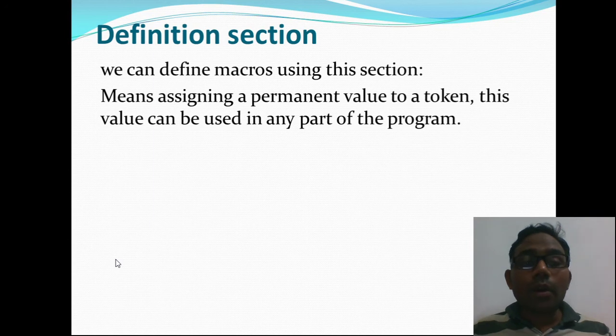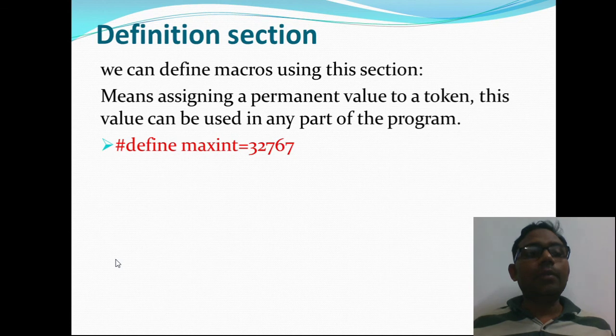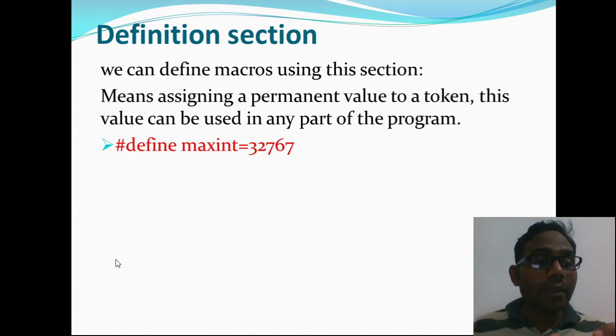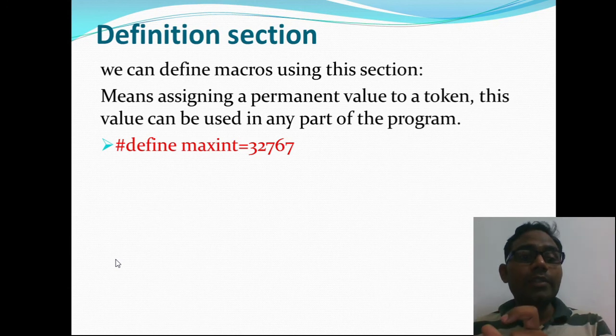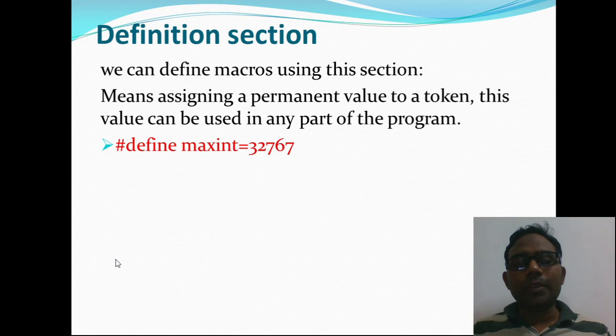If you try to modify this value, if you want to increment the value or decrement the value, then you are going to get an error. This is a constant value or a permanent value. For example, hash define, we are going to use the keyword called define. What you are defining? Space max int. Max int is a variable or a keyword, or a token, not a keyword, it's a token, is equal to, you are assigning the value.